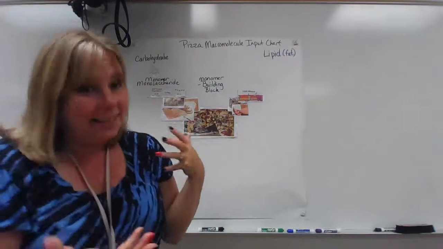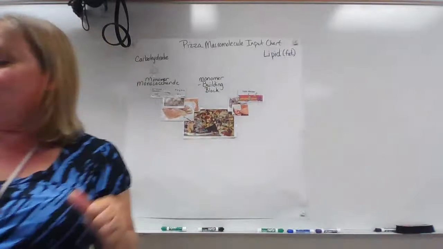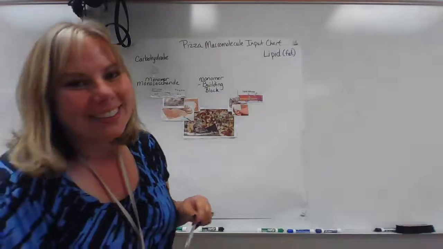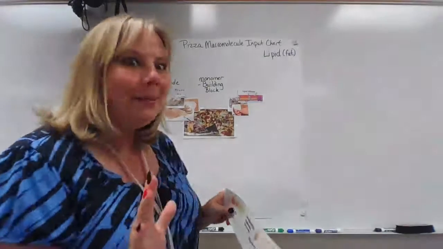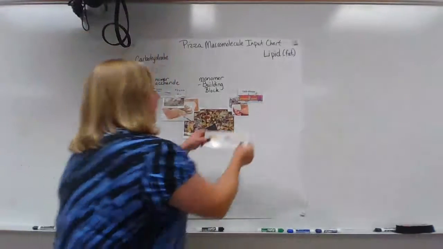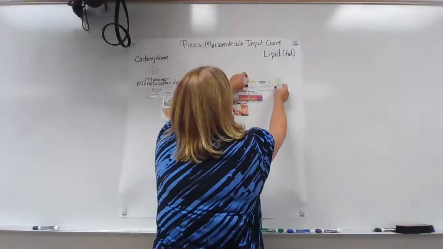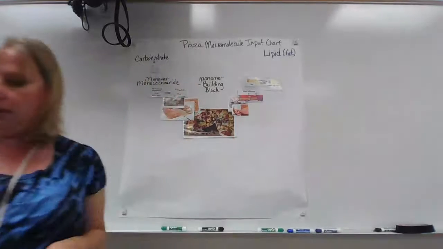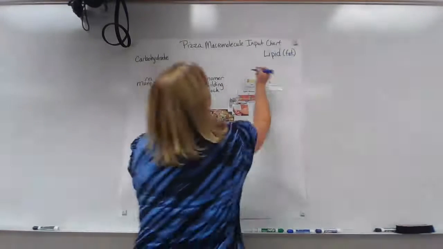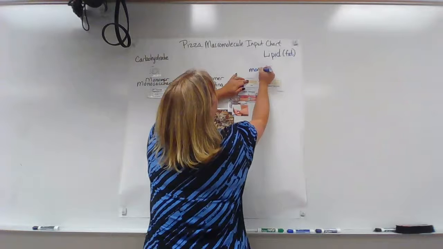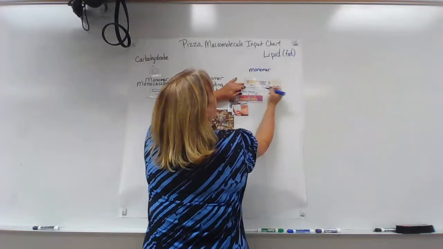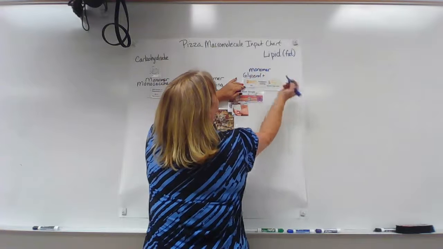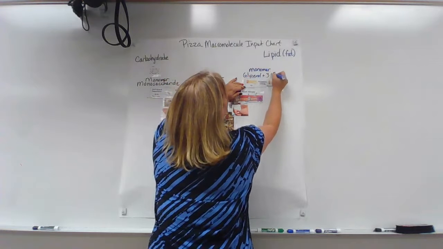So I know I can hear you wondering, well, Miss Smitha, what's the monomer of a lipid? Oh, what a great question. I'm so glad you asked. And in fact, this also has a monomer, so we're going to go here. Monomer is a glycerol plus 3 fatty acid chains.